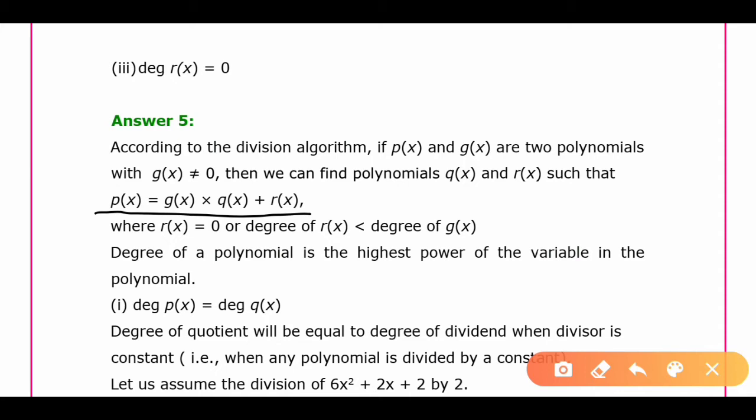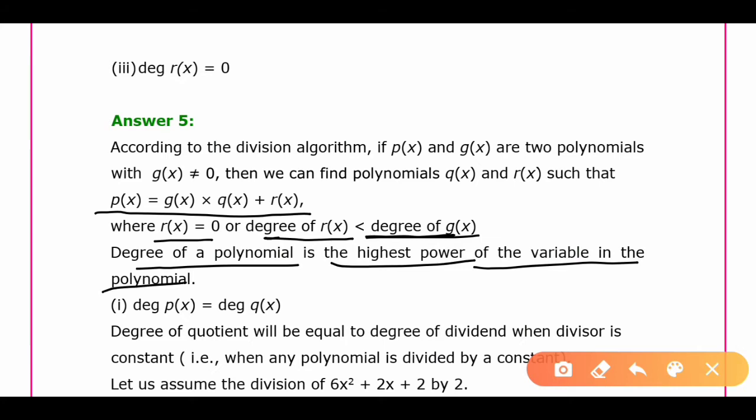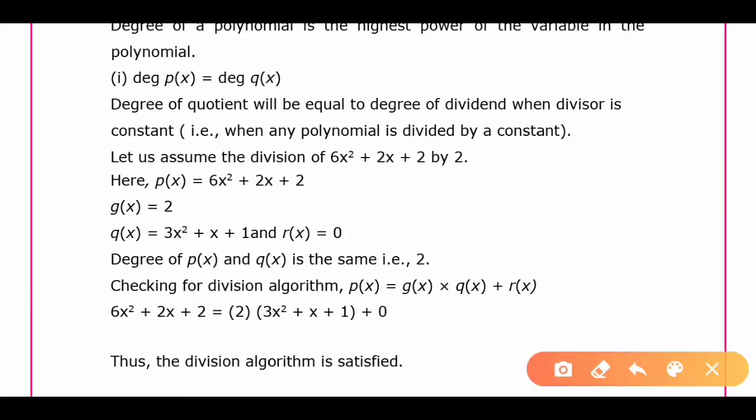Again, we know that when the value of r of x is equal to 0, that means the remainder is equal to 0, or we can say degree of r of x is less than degree of g of x. Degree of a polynomial is the highest power of the variable in the polynomial. First one, degree of polynomial p of x is equal to degree of q of x. The degree of quotient will be equal to the degree of dividend when the divisor is constant.